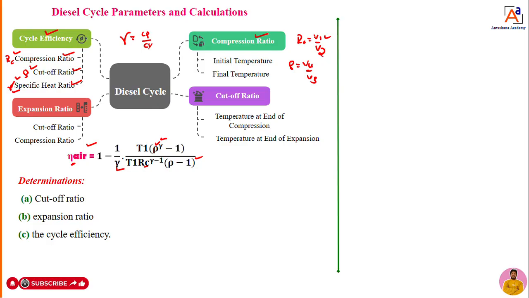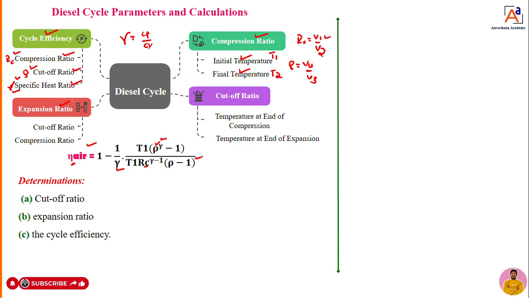To calculate the compression ratio, the initial temperature and final temperatures will play a very important role. The initial temperature in the cycle is T1, and the final temperature is T2. T1 and T2 will play a very important role in calculating the compression ratio. And one more thing, as the compression ratio varies, the temperature is also going to vary. That's a very important thing we need to remember.